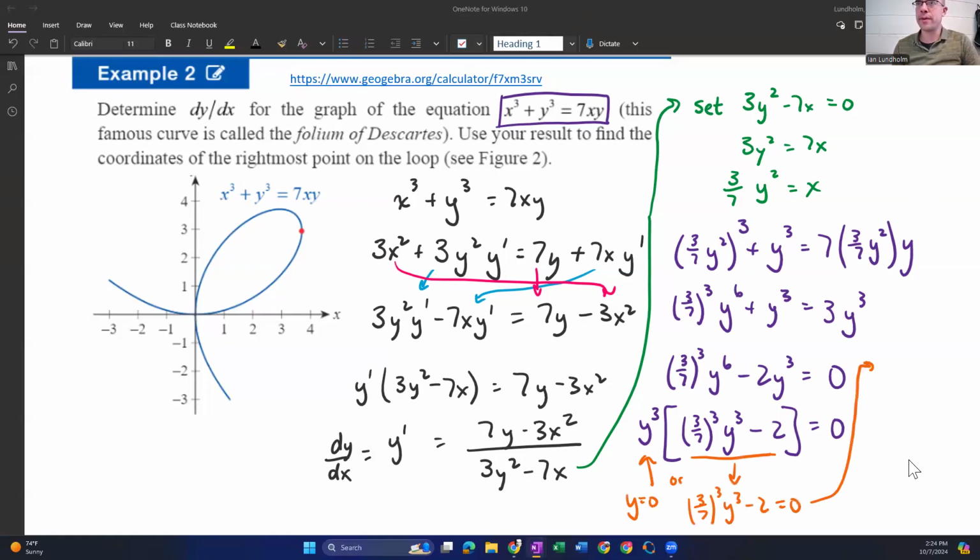Let's keep writing small. We can add 2 to both sides. And then we can multiply both sides by 7/3 cubed. And then we can take the cube root of each side. So we get y is equal to 7/3 times the cube root of 2.